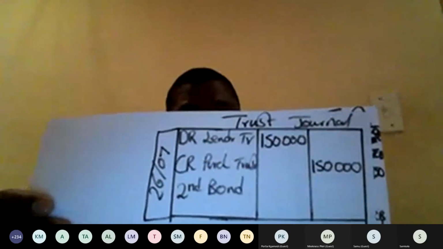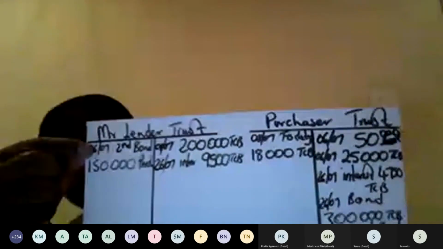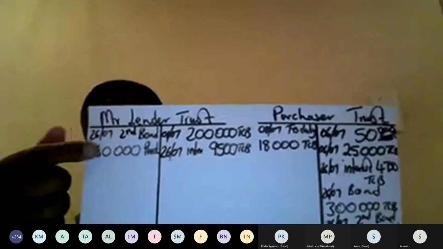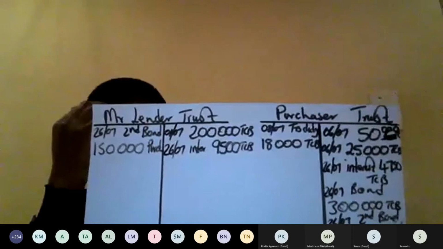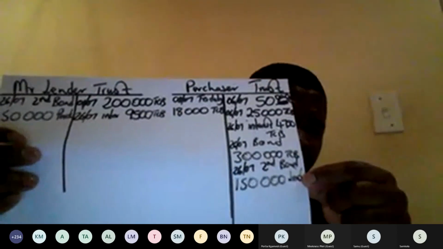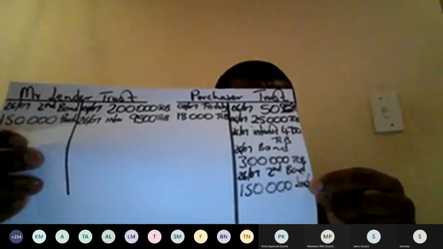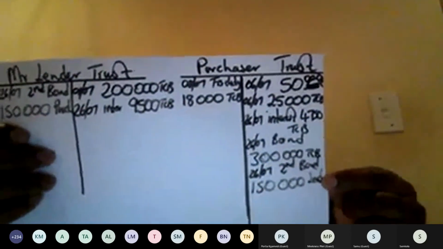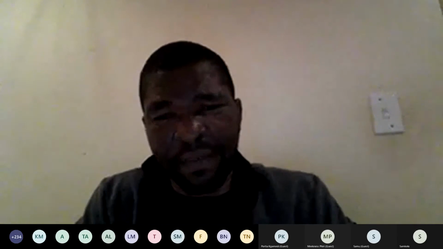It says there, debit the lender's trust. As you can see here, we debited the lender's trust here with 150,000 rands that we are advancing to the purchaser. Now, you look here on the purchaser's trust ledger, we credited here the 150,000 rand that we are receiving from the lender. And that is your step number 3.